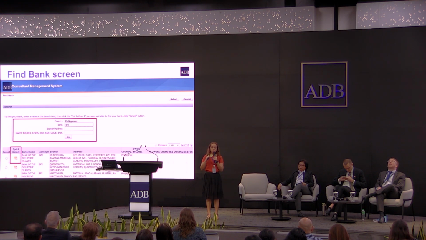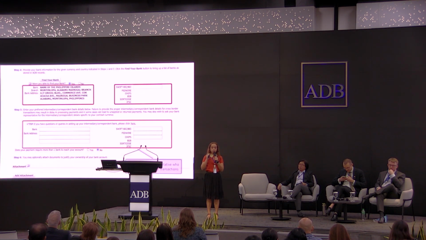Okay, so when you find your bank, just click on the quick select icon, and then automatically it will populate the bank, branch, and the bank address. So just make sure that you have selected the correct branch or bank. And then step 5 is inputting the intermediary or correspondent bank.